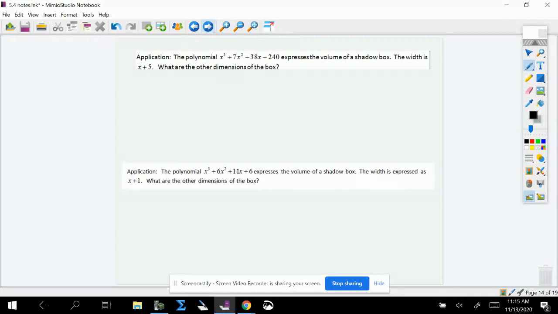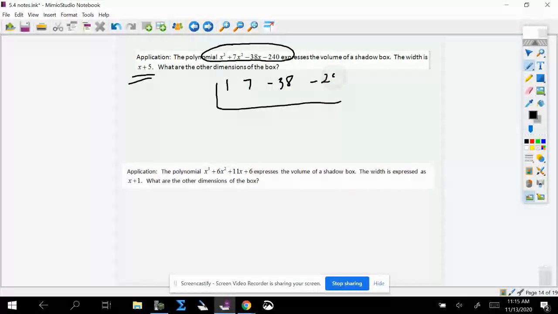So here's an example of a word problem that asks you to do the same thing. Again, we're going to stick to the shortcut. We have the volume of a box to be this big polynomial. We know one of the dimensions is x plus 5, and our job is to find the other dimensions of the box. So we're going to set up a synthetic division. We take the coefficients of our polynomial: 1, 7, negative 38, and negative 240.